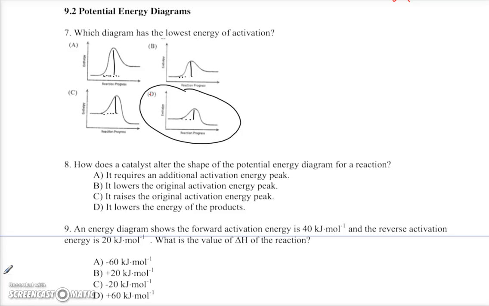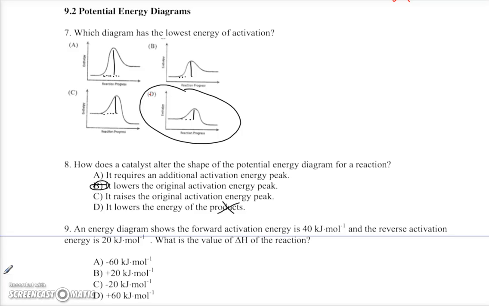Number 8: How does a catalyst alter the shape of a potential energy diagram for a reaction? Does it require an additional activation energy peak? Does it lower the original activation energy peak? Does it raise the original activation energy peak, or does it lower the energy of the products? The products' energy and the reactants' energy will never change. It is the activation energy peak that will get lowered. So it's got to be choice B right there.